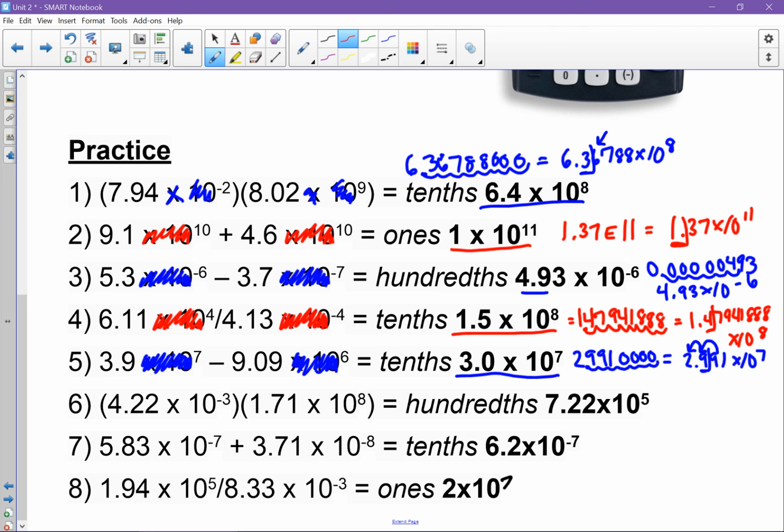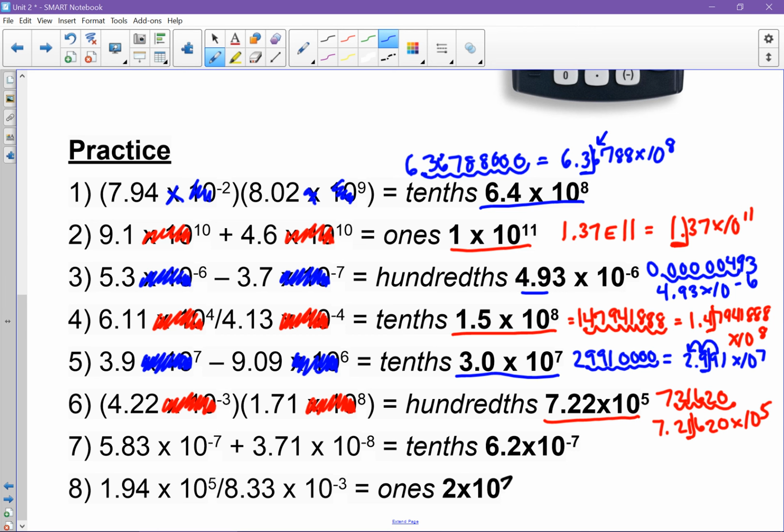Next one, 4.22. Don't push times, do E negative 3. 1.71 E8. You're multiplying those numbers. Calculator says 721620. Let's put that into scientific notation. So I want the decimal to end up here. So it becomes 7.21620, 1, 2, 3, 4, to the 5th. Big number, so it's a positive exponent. Then if I round that to the hundredths place, the 6 makes the 1 round up, and we end up with this.